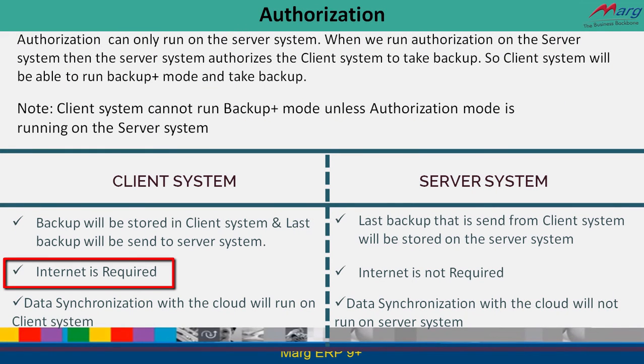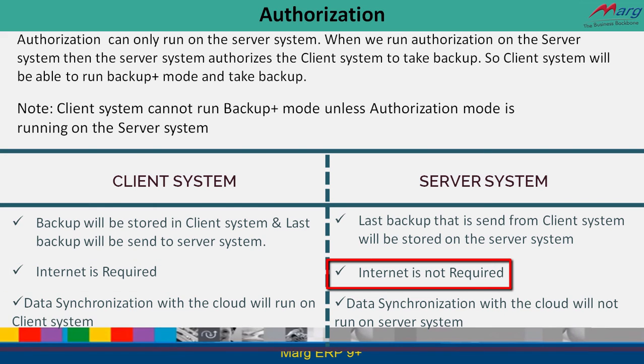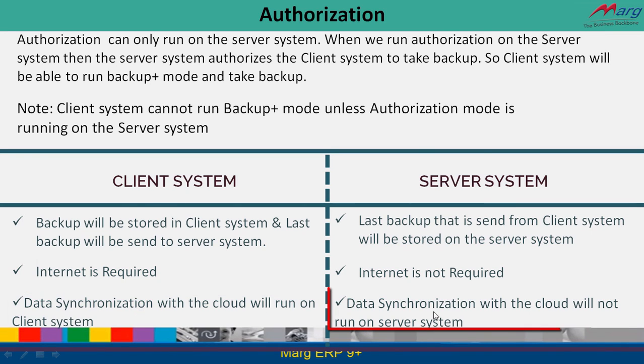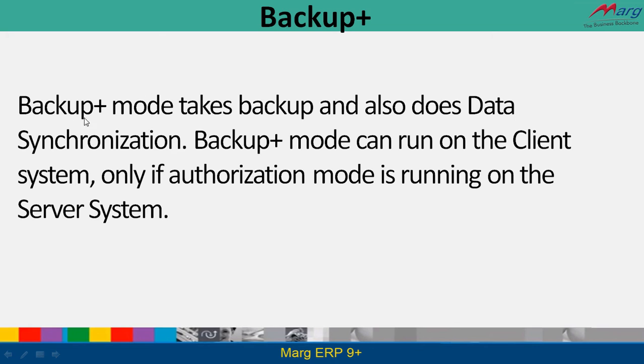In order to run backup plus mode on the client system, an internet connection is required on the client system. An internet connection is not required on the server system to run authorization mode. Data synchronization with the cloud will run on the client system because there will be internet on the client system. Data synchronization with the cloud will not run on the server system because internet will not be there on the server system. Next is backup plus.